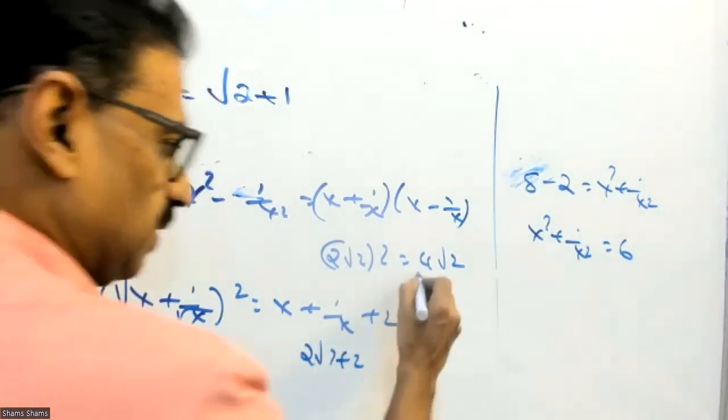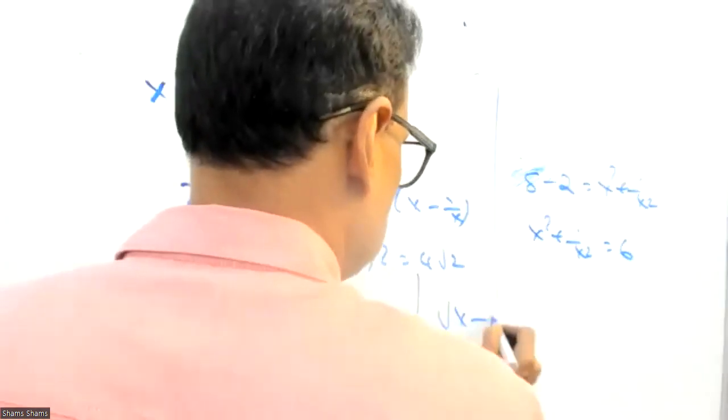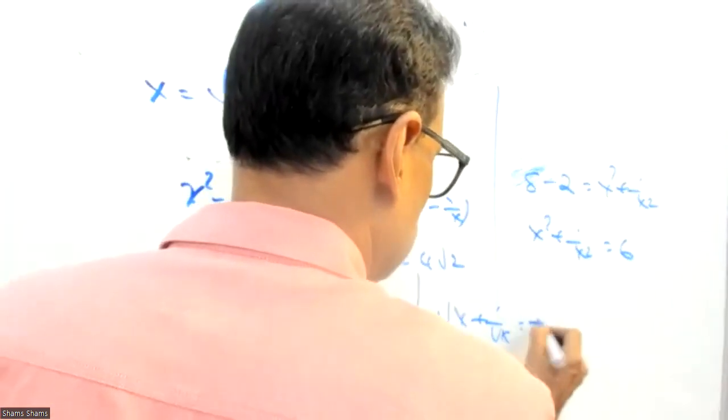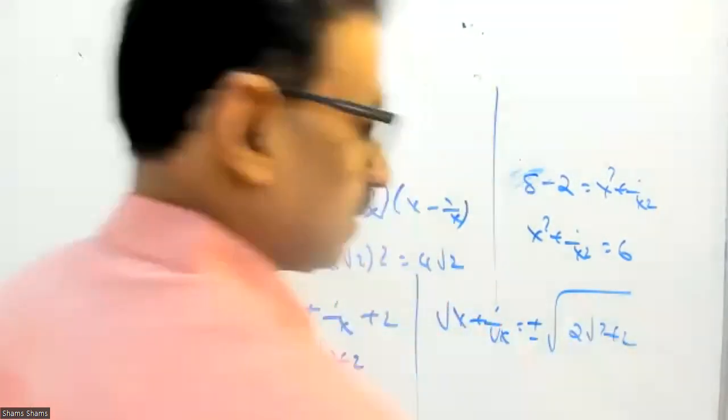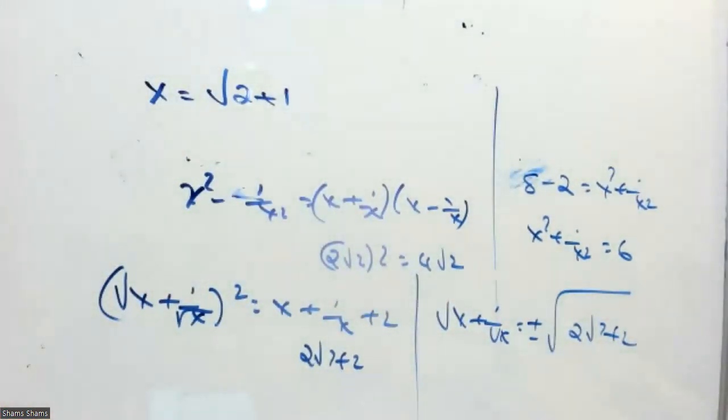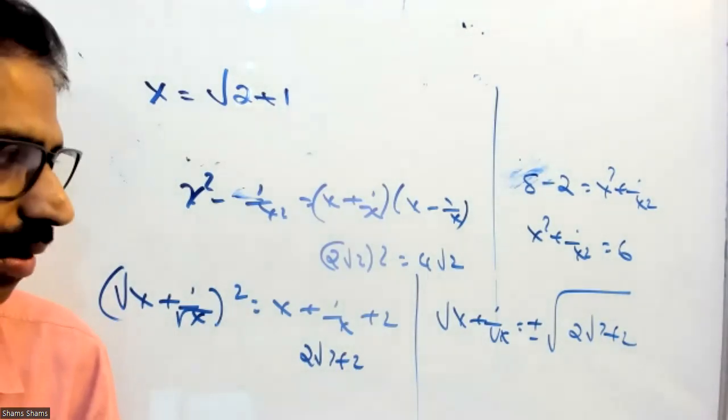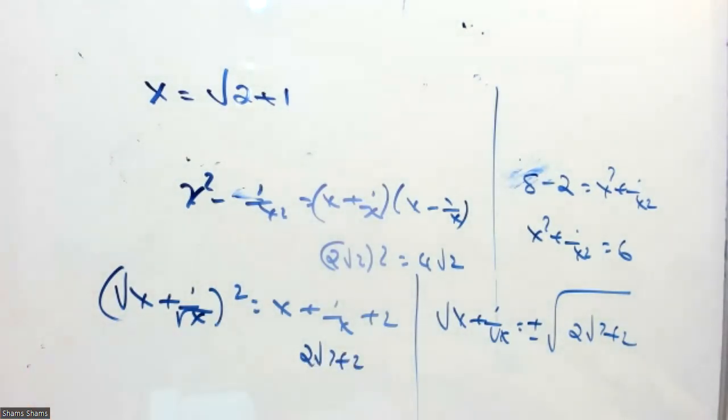Oh, we cannot do anything. Just keep it like that. Root x plus 1 by root x equals plus or minus root of 2 root 2 plus 2. Keep it like that. We cannot simplify this one. Just keep it like this. Even if you write, just keep it like this only. We cannot do anything else, sir, because this question is not designed for that. Okay. Next.